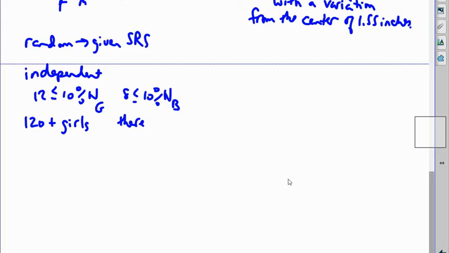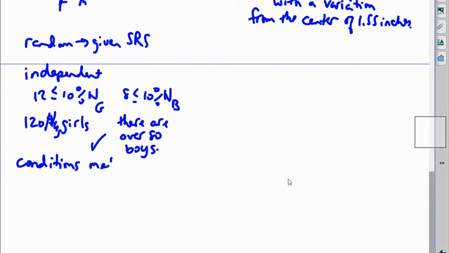There are over 80 boys. Yep. And over 120 girls. So that meets our independent condition. Conditions met. And we're not doing a test or an interval. They just asked us to find a probability, so I don't need to write the name of the test. I'm just going to draw my probability.